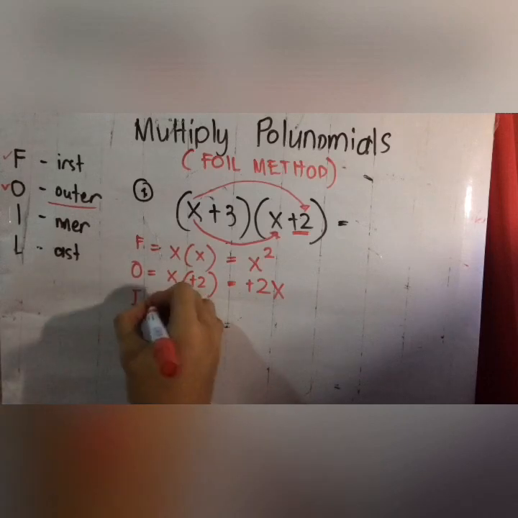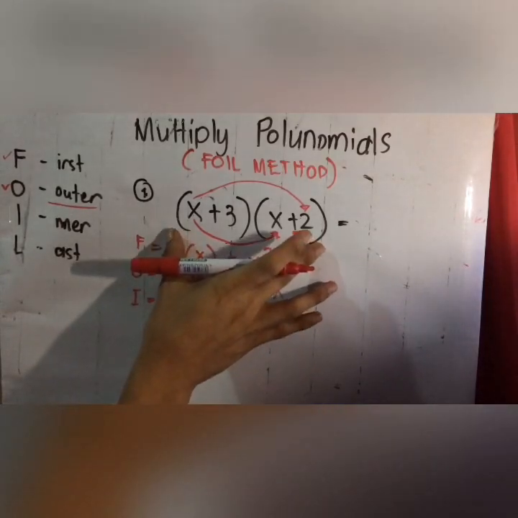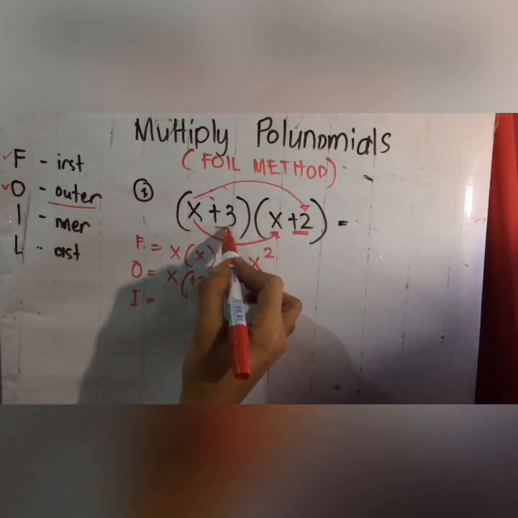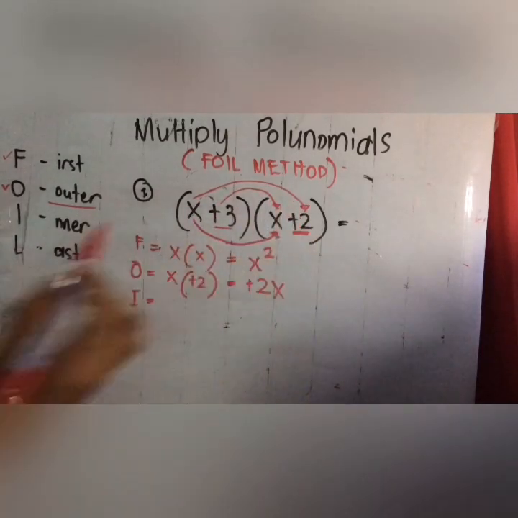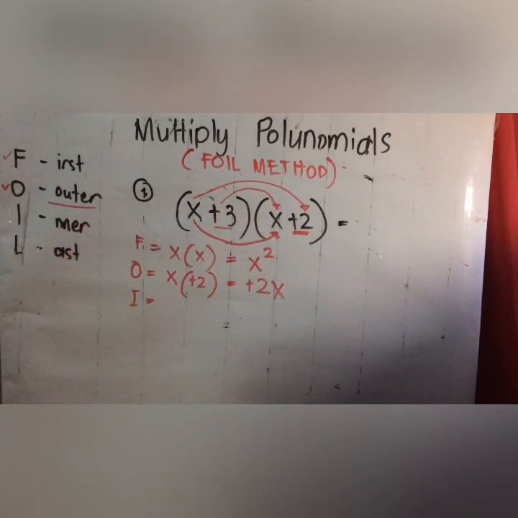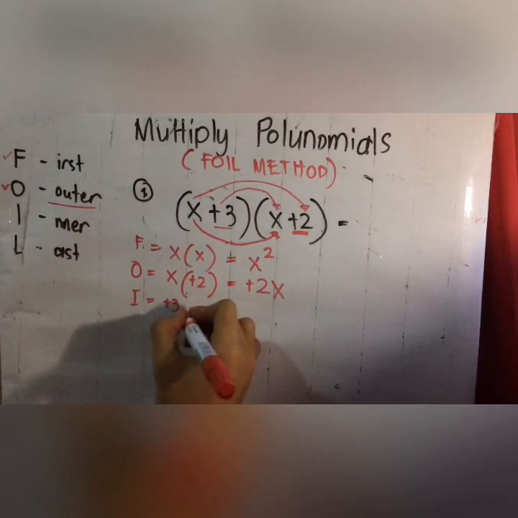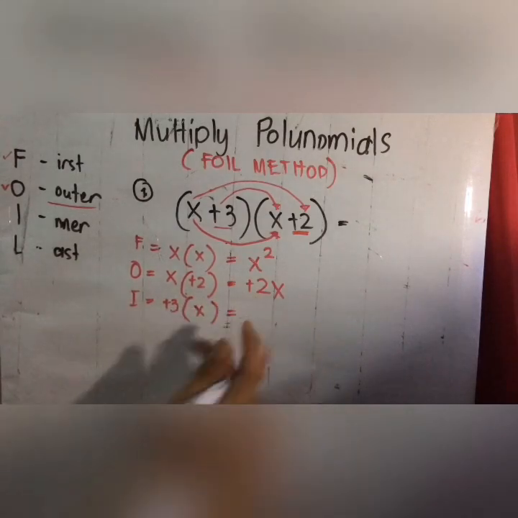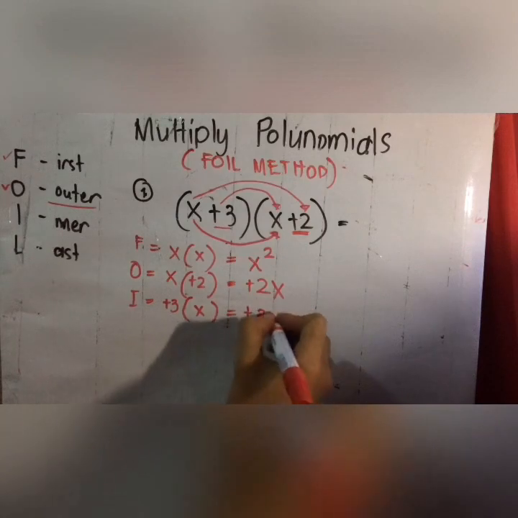Next is the inner. Again, basing this on the structure, we can identify the inner terms that are the positive 3 and the positive x. So these are our inner. So we again copy the sign of 3, which is positive, multiply it by x, do the operation, and that results in positive 3x.